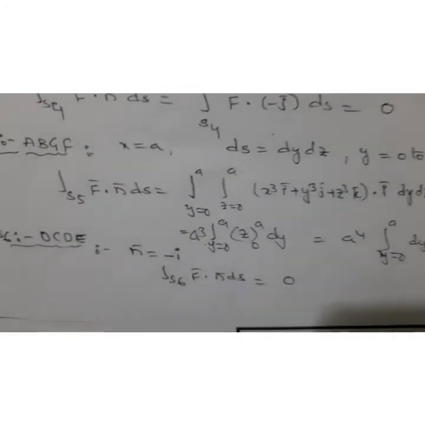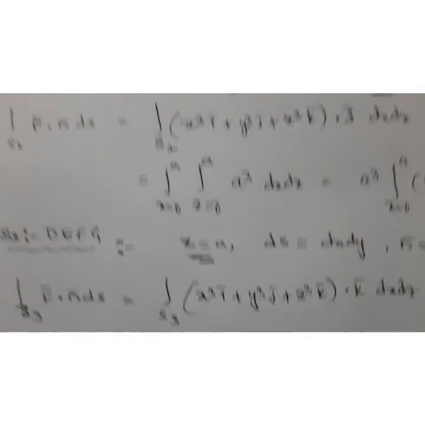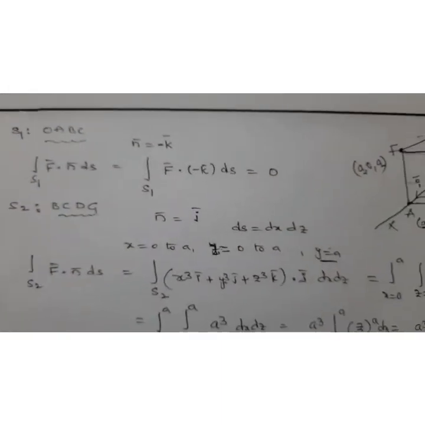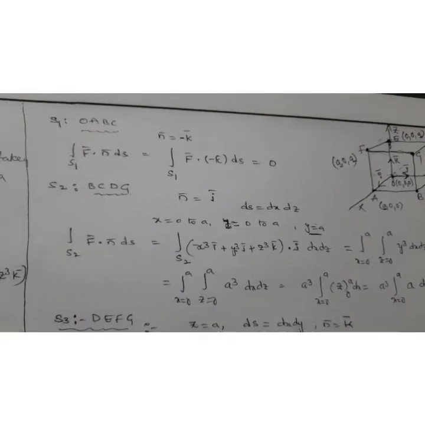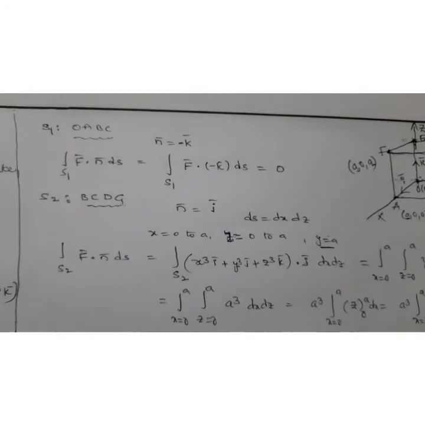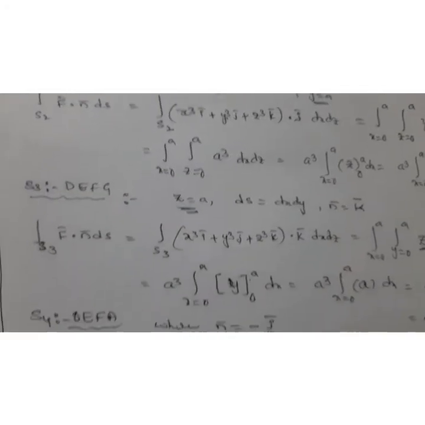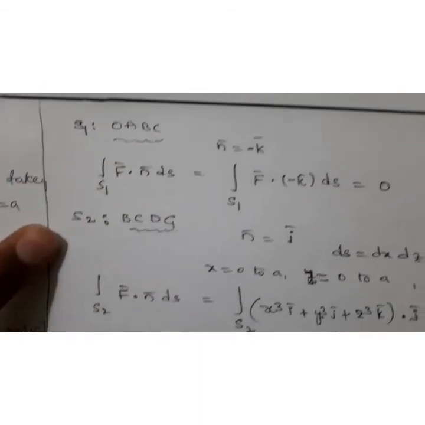Here the cube is bounded by the planes x is equal to 0, x is equal to a, y is equal to 0 and y is equal to a, z is equal to 0 and z is equal to a. Here the cube has a total of 6 surfaces, we have to find the flux over all 6 surfaces. The surfaces are S1, S2, S3, S4, S5 and S6.